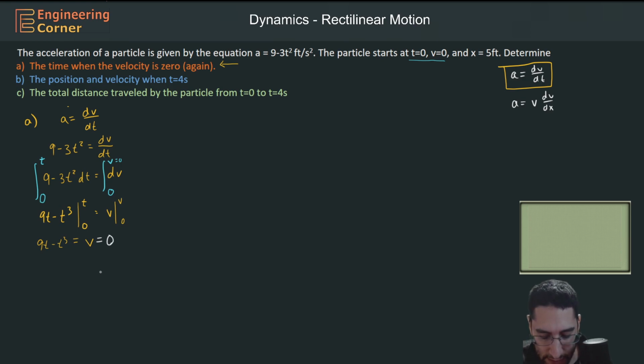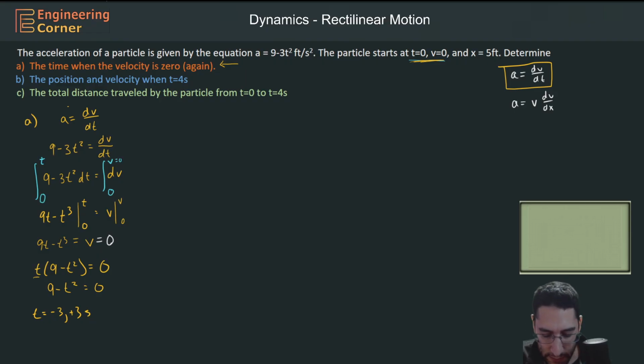So when v is equal to 0, what I can do is I can take a t out of this equation. I can say t times (9 minus t squared) is equal to 0. Well, we know that first t is equal to 0. We were given that right in the problem. So what we're doing is we're looking for 9 minus t squared is equal to 0. And when we solve that, we get that t is going to be equal to minus 3, and t is going to be equal to plus 3 seconds.